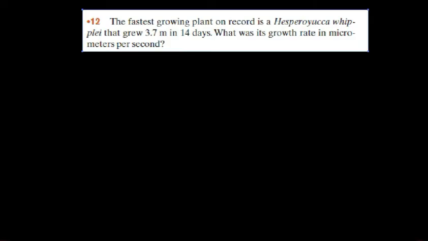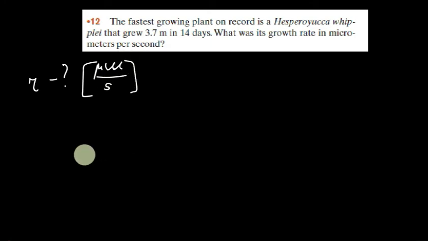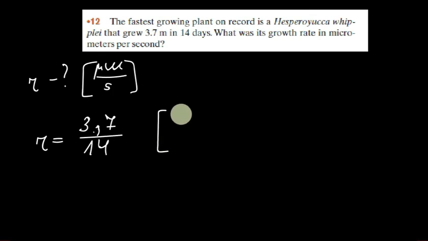The fastest growing plant on record is something that grew 3.7 meters in 14 days. What was its grow rate in micrometers per second? So let's say grow rate is R, and we are asked to calculate it in micrometers per second. So we can say that an average grow rate of this plant is 3.7 divided by 14 days. So this is meters per day.